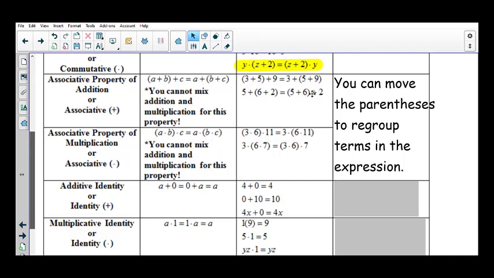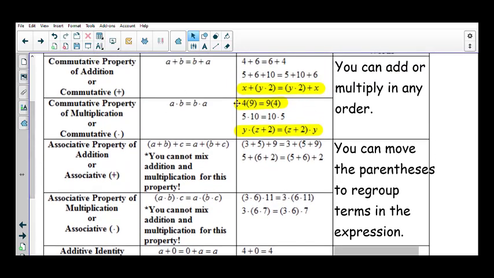You will always see parentheses for associative property, but be careful. Don't assume that if you see parentheses, it has to be the associative property. Like this example up here that I highlighted right here, this is commutative property because the order of the numbers changed. So far we've got commutative property, the order changes. Associative property, we move the parentheses to regroup terms.